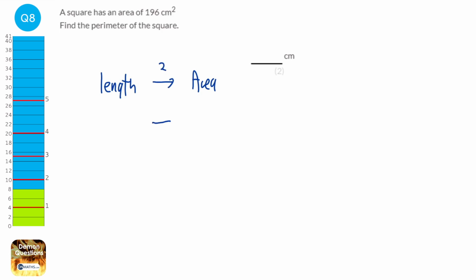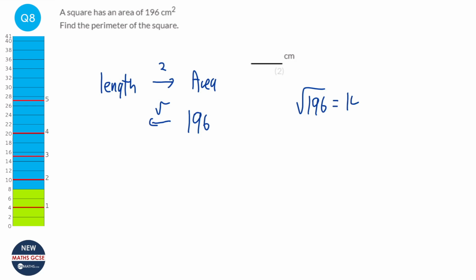To work backwards, we square root, because the inverse of square is square root. So we've got 196, and we're going to square root it to find the length. So we work out the square root of 196, which is what number times itself is 196. You should learn the square numbers from 1 to 15, so you should know that the answer is 14. So the length, therefore, is 14.